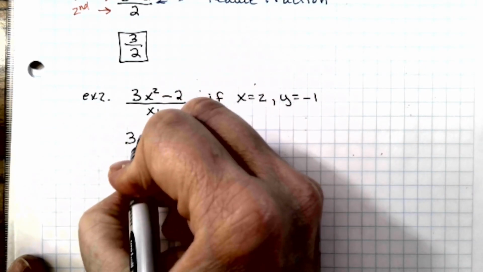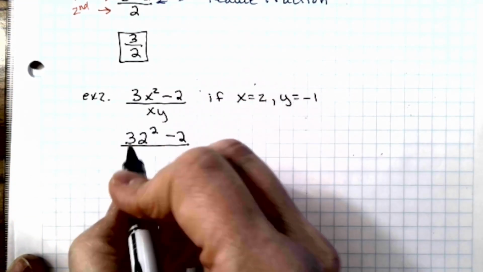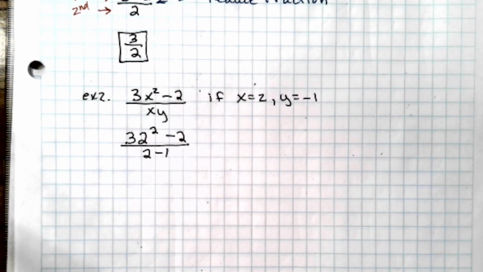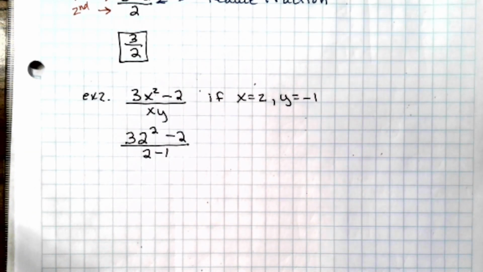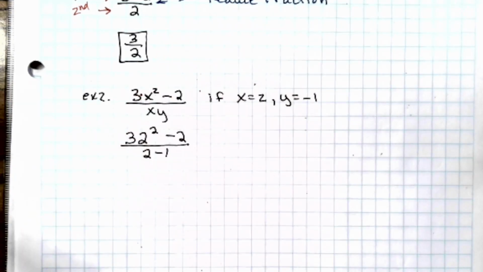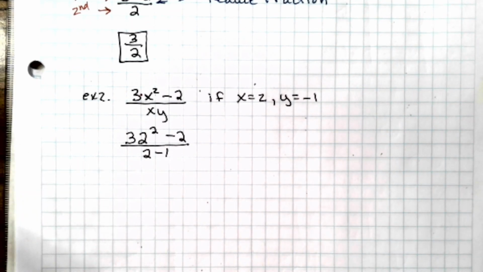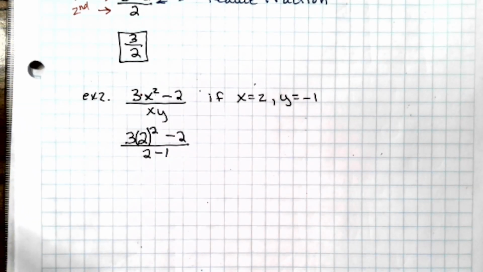So here's my 3, and then x is 2, squared minus 2 over x and y, so 2 and a negative 1. So the reason you know you need parentheses is the original x was being squared. The 3 wasn't. The 3 is a scalar being multiplied by the x squared. We just don't write the dot. So when you substitute the 2 in, you need to use a dot or parentheses so that just the x is being squared, not the 3. So it's not 32, it's 2 squared times 3.